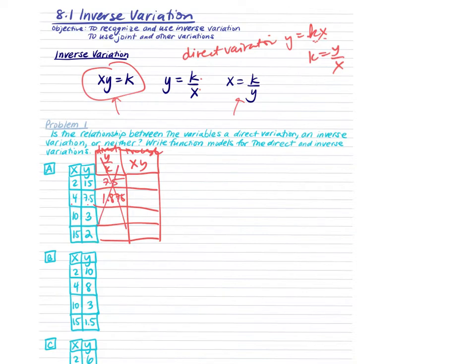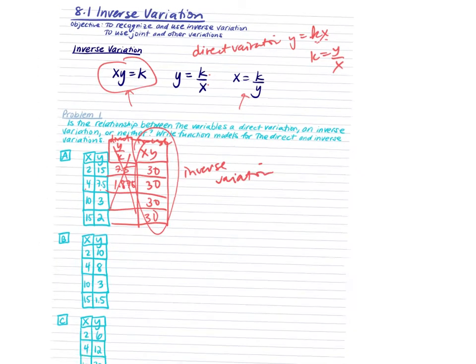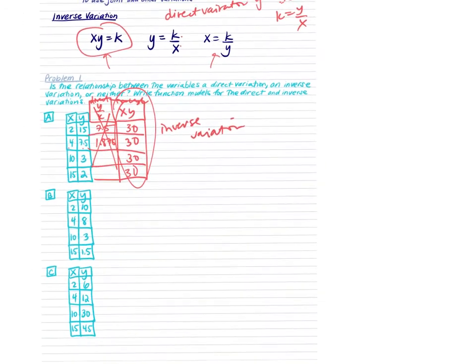And this one, 2 times 15 is 30. 7.5 times 4 is also 30. 10 times 3 is also 30, 15 times 2 is 30. So this is going to be inverse variation. My spelling's bad, sorry. All right, and we're just going to do the same thing for these next two.